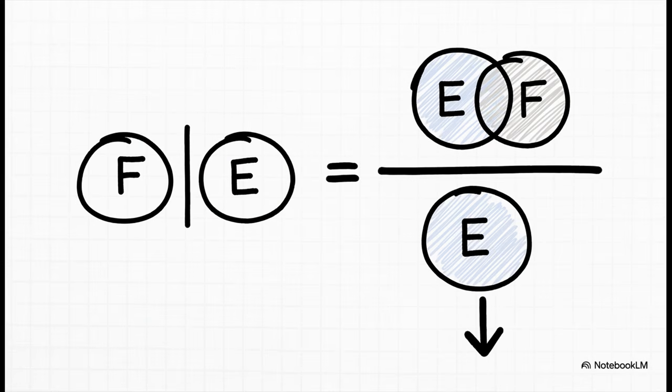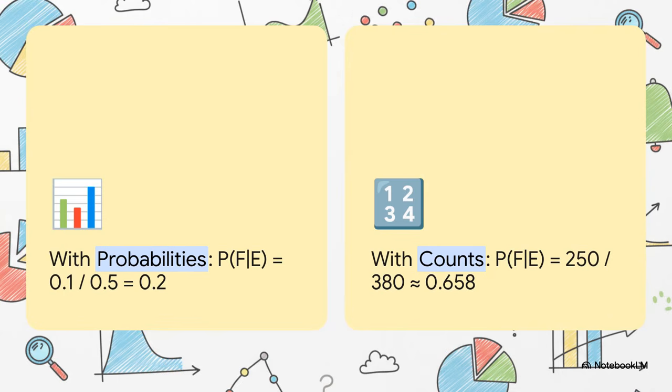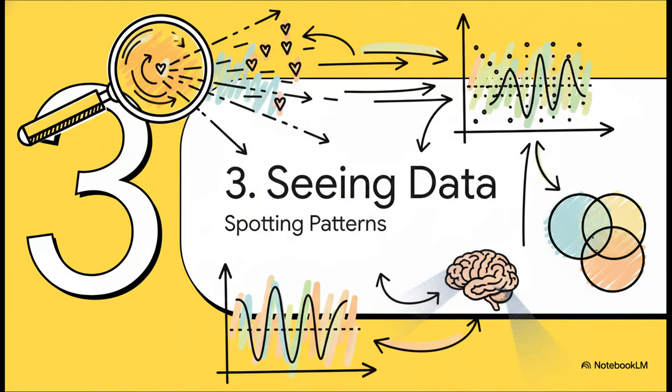And this little formula here is the engine that makes it all work. We read that as the probability of F given E. Now, here is the secret to getting this right every single time. The event you already know happened, that given part, the E, it always goes on the bottom of the fraction. Always. And what's really cool is that this logic works exactly the same whether you're dealing with fancy probabilities or just simple, raw counts. Either way, you just divide the part where both events overlap by the one event you know for sure already happened. Simple as that.